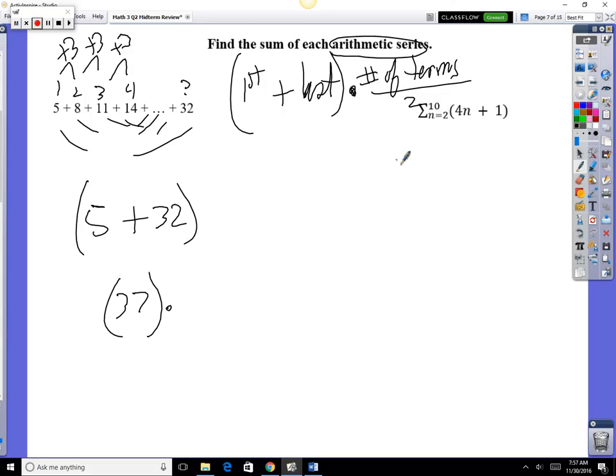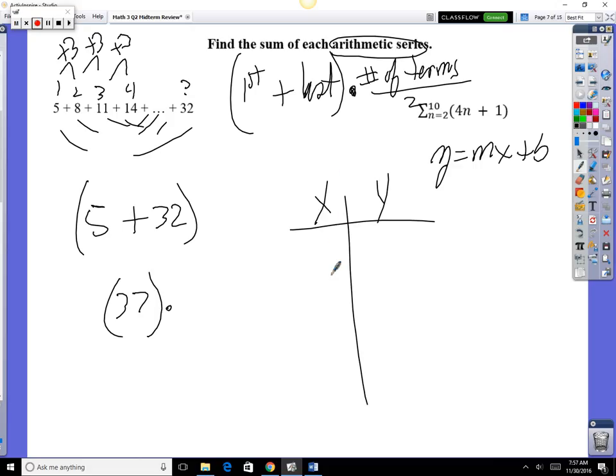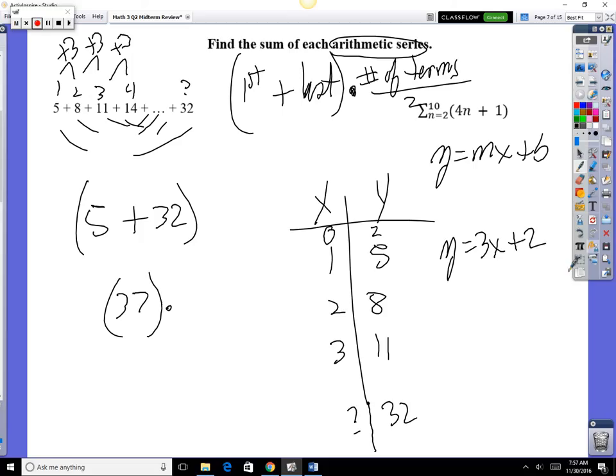So really quick, I'm going to do y equals mx plus b. Y equals mx plus b. So if I got a table going on here, I know my first one is 5, my second one is 8, my third is 11. I know the last one, the y is 32. Now I'm trying to find the x. Let's go back. 0 would give you 2. So your formula to find all your y's and x's is y equals 3x plus 2.